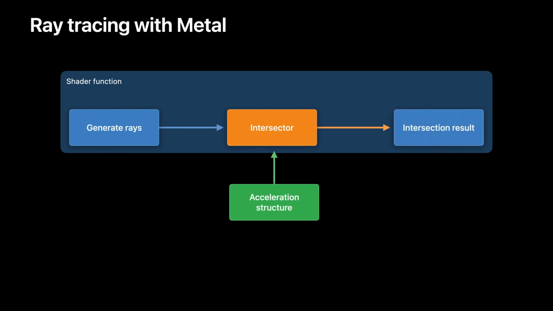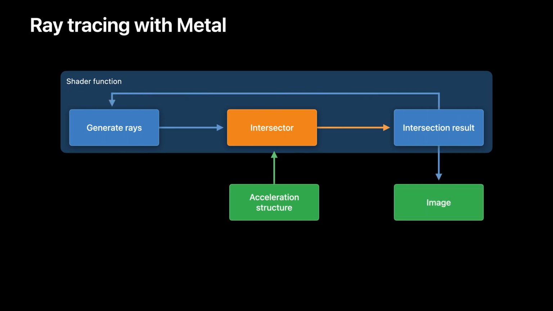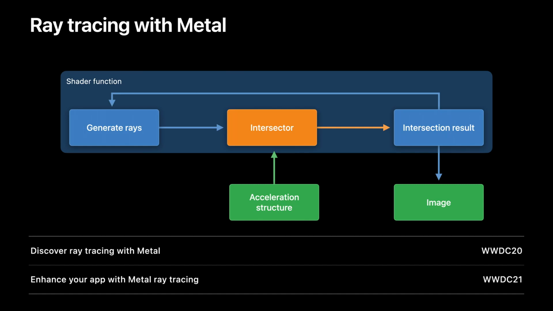The intersector returns an intersection result object describing the primitive each ray hit. The intersection result is used to produce a color to write into the output image. It can also be used to produce additional rays which go through the process again. We can repeat this process as many times as we like to simulate light bouncing around the scene. If you want to learn more about the basics of the Metal Ray Tracing API, I recommend you review our previous WWDC sessions. We first introduced the Metal Ray Tracing API at WWDC22, and last year, we introduced new features, including support for motion blur.